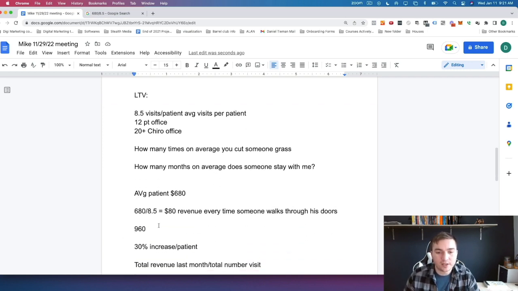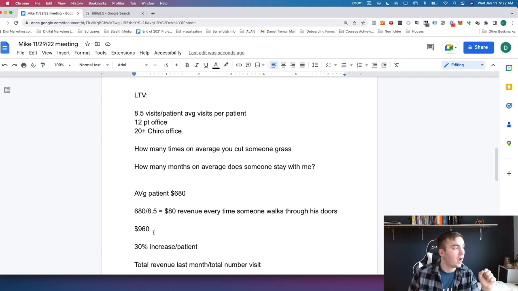What we found here was it should actually be closer to 960. The reason being is if we got 12 visits, we times that by 80, that'd be $960. That would be a 30% increase per patient, so going from 680 to 960. Once again, all we did was increase the amount of times someone comes in our doors, not necessarily the amount of new patients we get, and all of a sudden, we get a 30% increase in our business.